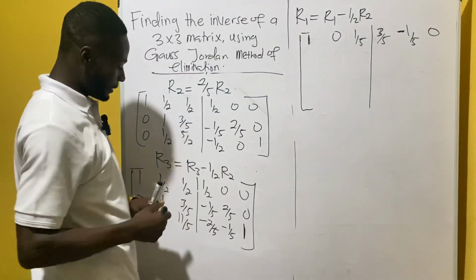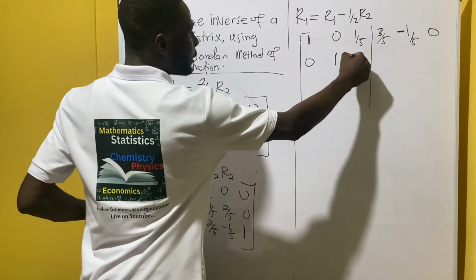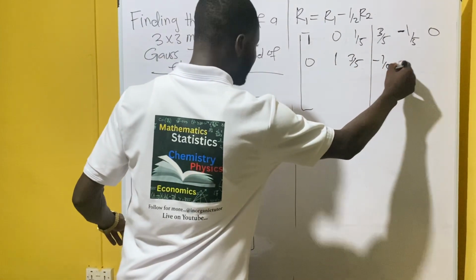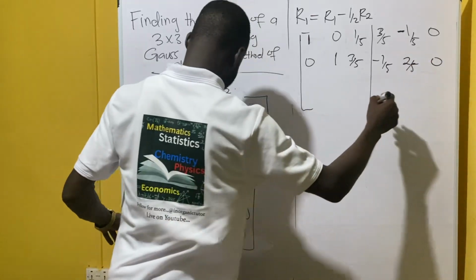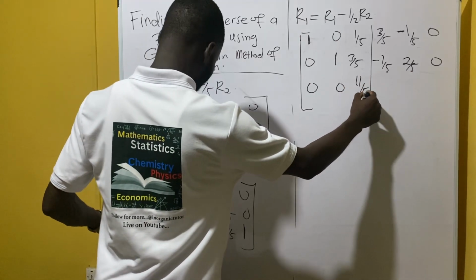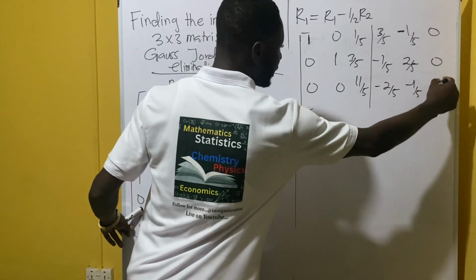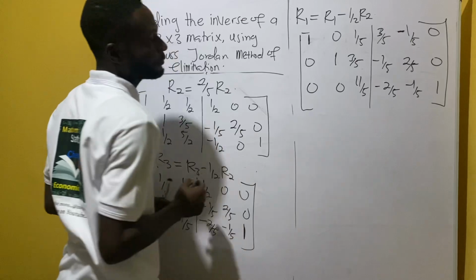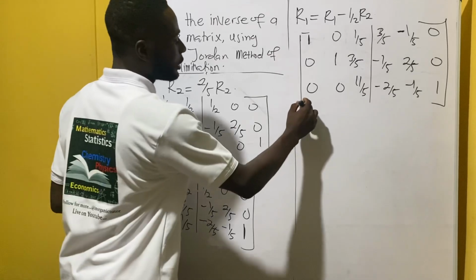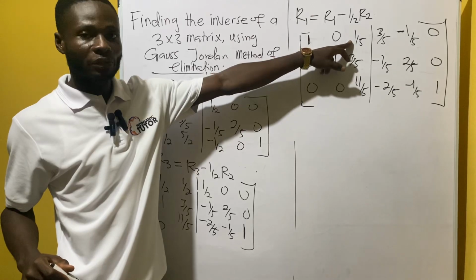So we maintain our second and third row, 0, 1, 3 on 5, negative 1 on 5, 2 on 5, 0, 0, 0, 11 on 5, negative 2 on 5, negative 1 on 5, and 1. So now we have dealt with the second element on the first row. So we move down to the third element on the first row.